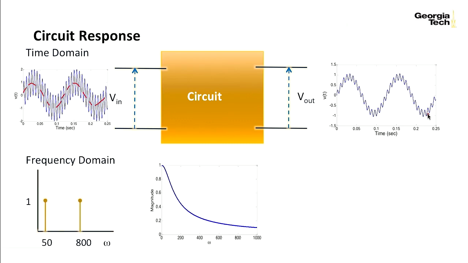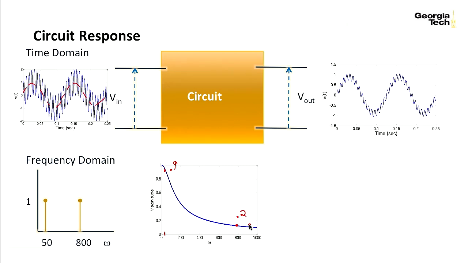So in the frequency domain, I've got two frequencies, a low frequency, which is this one in red, and then the high frequency. The low frequency is at 50 radians per second, the high frequency at 800. Both have an amplitude equal to 1. Now I put it through this transfer function, and at 50, the value is, say, about 0.9. And at 800, the value is about 0.2.